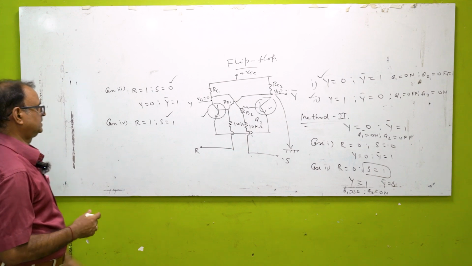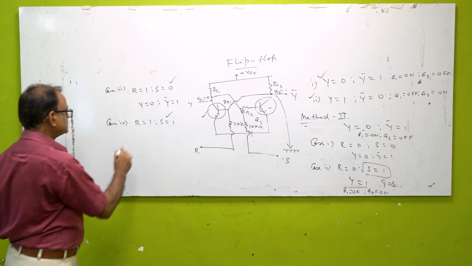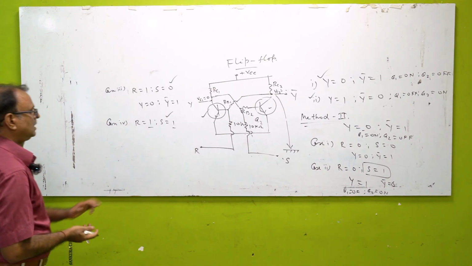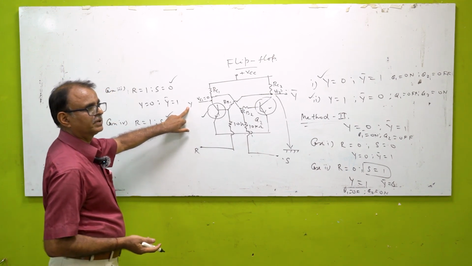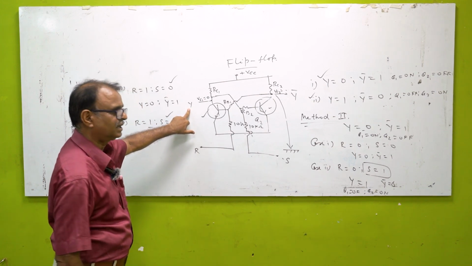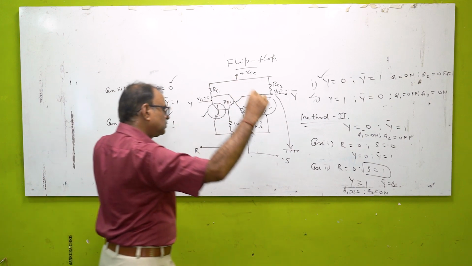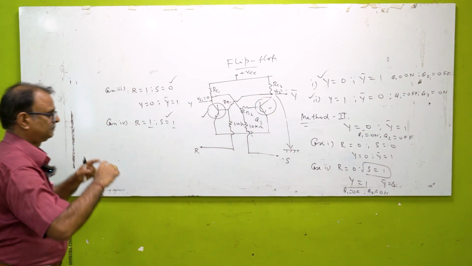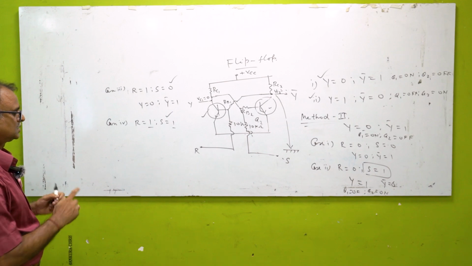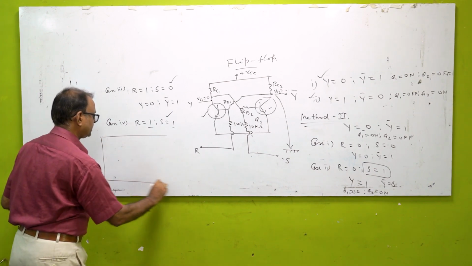This is not possible. This is forbidden. This is not allowed. So R is equal to 1 and S is equal to 1 means simultaneously the Y output will try to become 0 as well as 1. That is not allowed, that is forbidden. So if I want to summarize all the inputs and outputs through a table known as a truth table, I can write it like this.